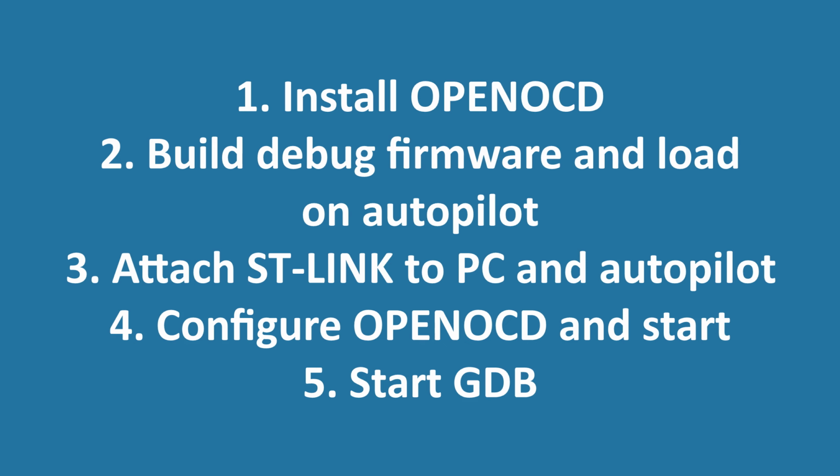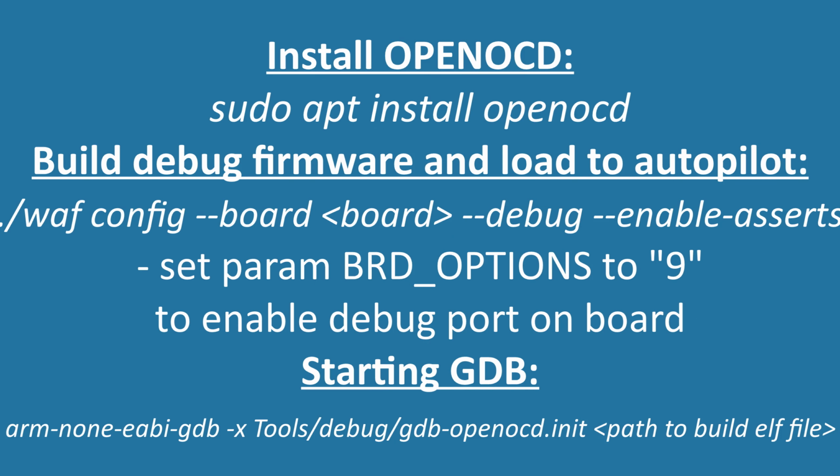tool. Okay, the steps to set up the environment: you have to install the OpenOCD software on your computer, build special debug firmware for the autopilot that has the debug symbols included in it, load it on the autopilot, and enable the debug port on the autopilot. Attach the hardware linker to the PC and the autopilot, configure OpenOCD and start it, and then start up the GNU debugger. Here's a short cheat sheet for some of the command lines that will be used in installation later in the video.